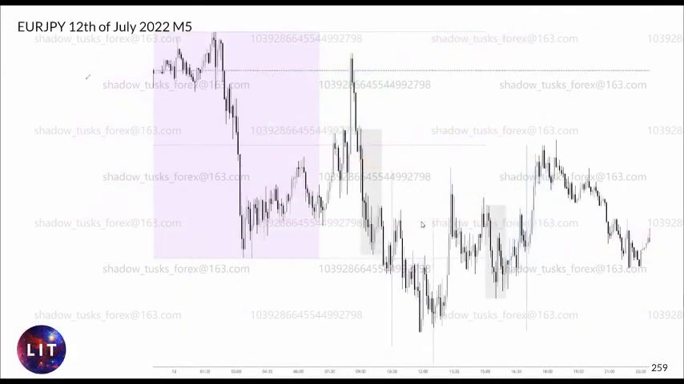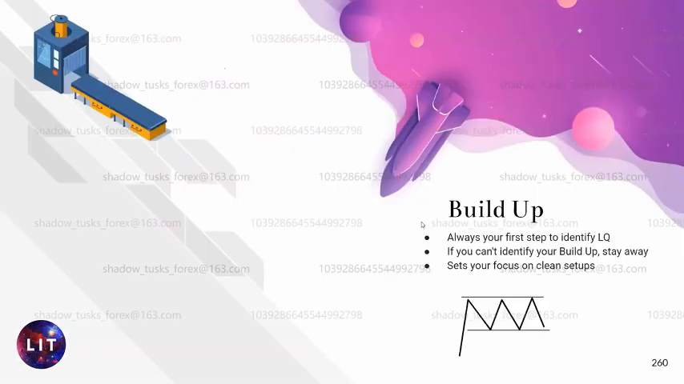Okay, so let's jump into this one. EJ on the 12th of July 2022. Obviously, as always, this is going to be our M5 time frame. So let's jump right into it. What's the first thing that we're always going to look for? It's going to be our build-ups.